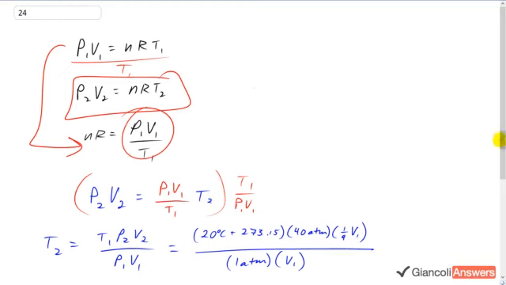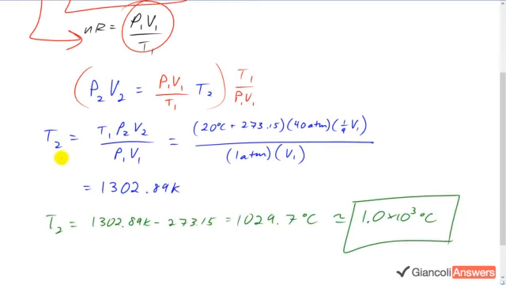And so the temperature after compression is going to be the initial temperature 20 degrees Celsius plus 273.15 to convert it into Kelvin times 40 atmospheres after compression P2 times the new volume, which is 1/9 times the initial volume, and divide that by the initial pressure of 1 atmosphere times the initial volume V1. The V1s cancel, and this works out to 1302.89 Kelvin. And if you take away 273.15, we can write this in Celsius.